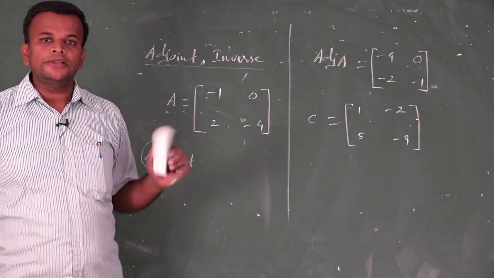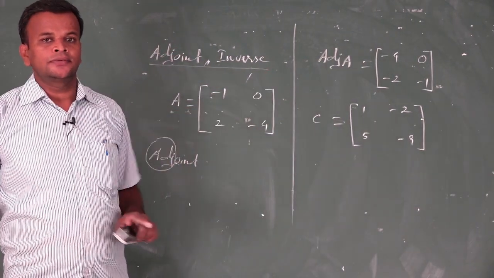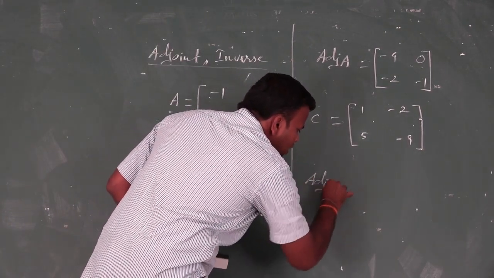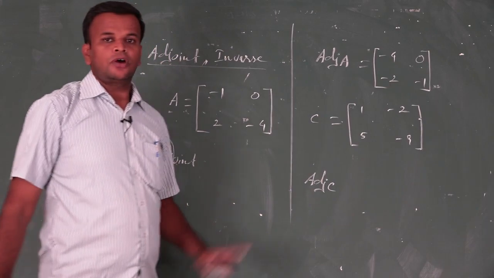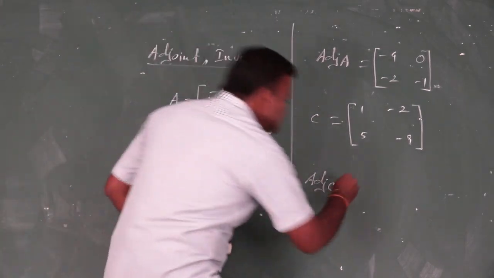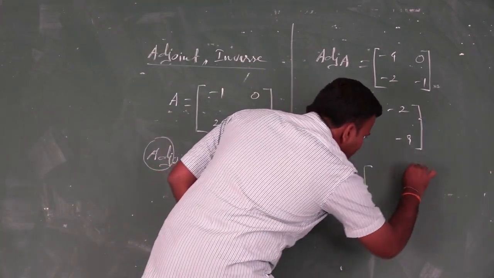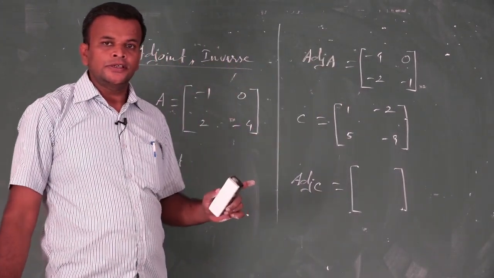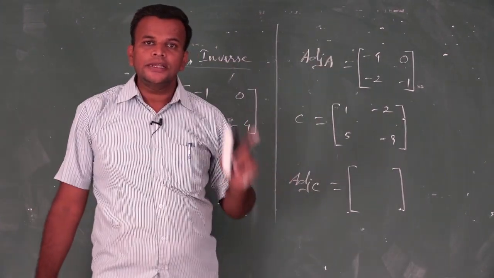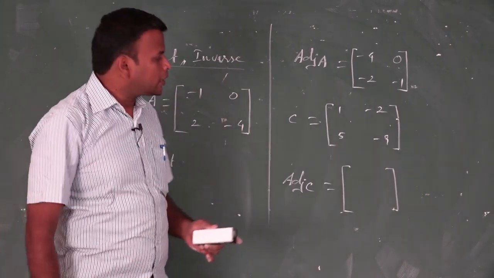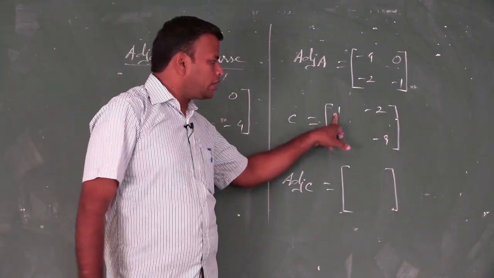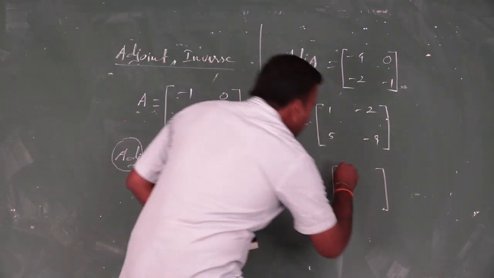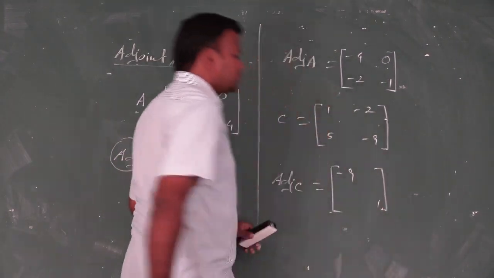To find the adjoint of the matrix C, the symbol of adjoint is adj of the matrix C. So adjoint of C is equal to, what is the working rule? The first step is we interchange the leading diagonal elements. What are the leading diagonal elements here? 1 and -9. We interchange, so it becomes -9, 1.